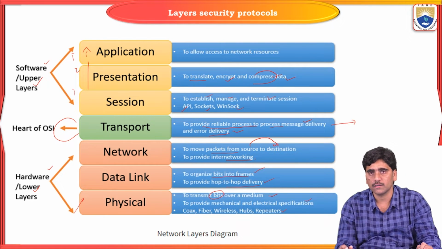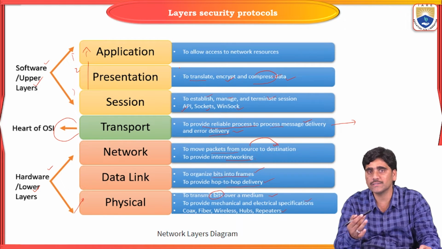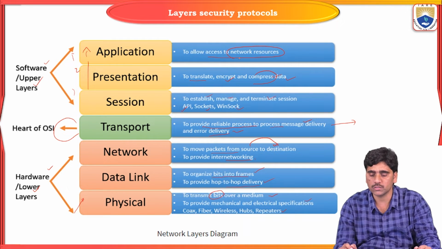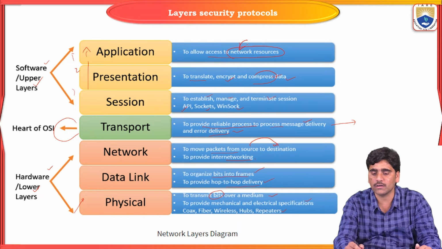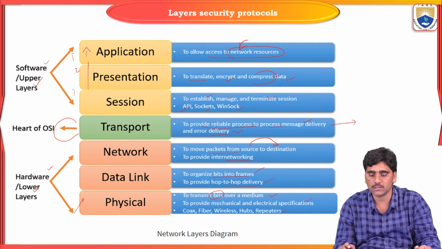And the application layer. The main importance of the application layer is to access all the applications, that is, access to network resources. Whatever resources we are trying to access based on the network are nothing but applications. So the application layer allows you to access all the different types of applications.